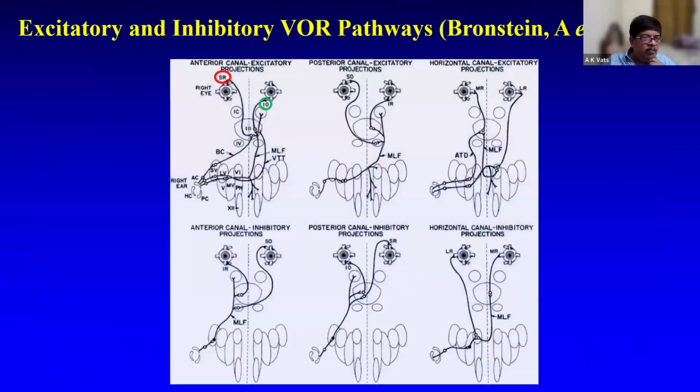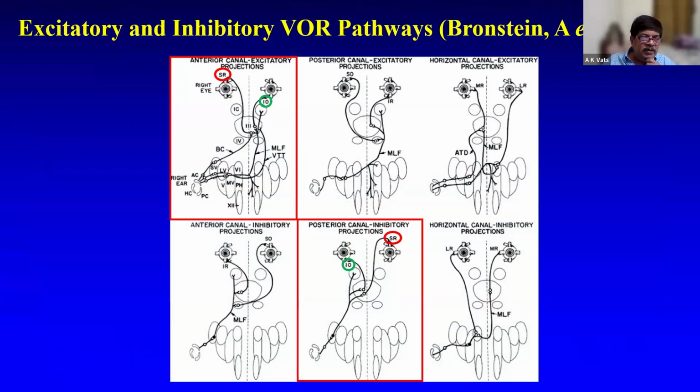This is an important diagram from Bronstein's article. This is about the right-sided canals. The upper three are showing the excitatory projections from the anterior, posterior, and horizontal canals, while the lower row is showing the inhibitory projections from the anterior, posterior, and horizontal canals respectively.